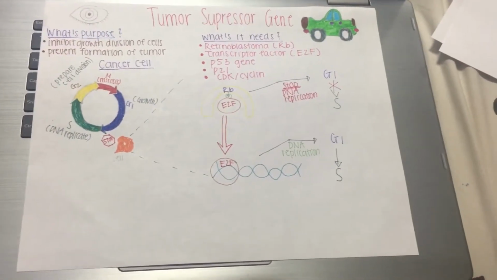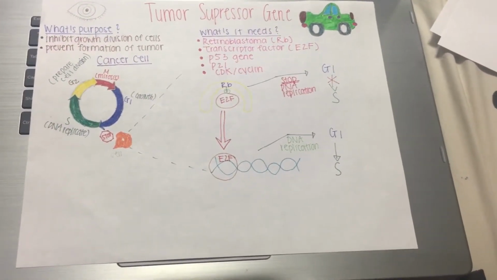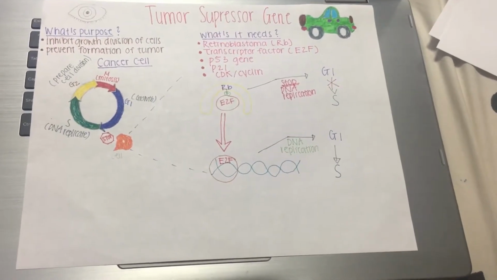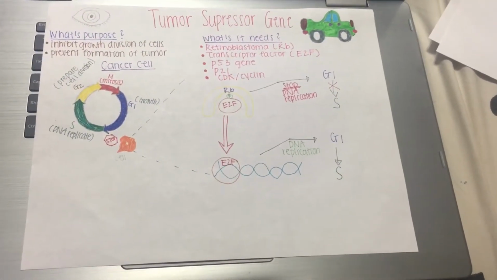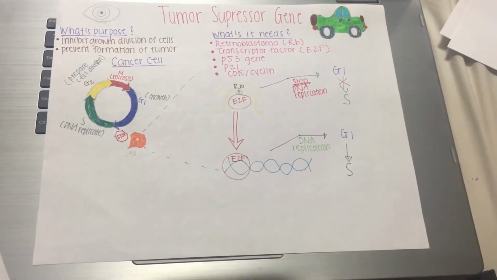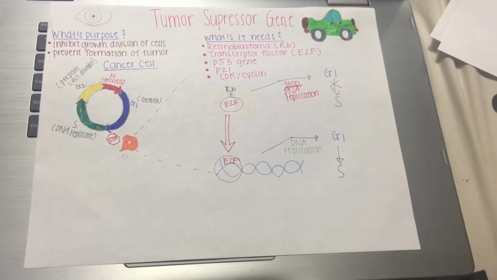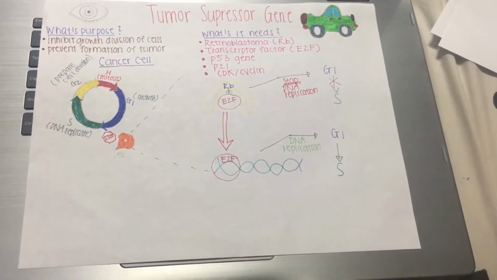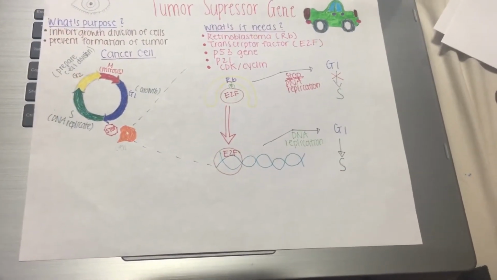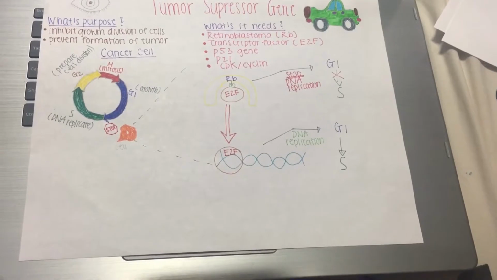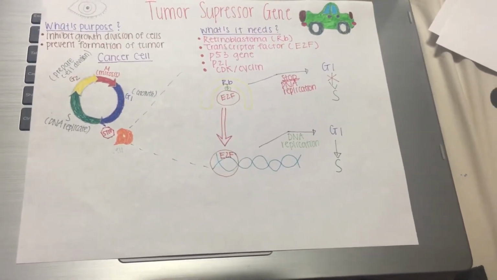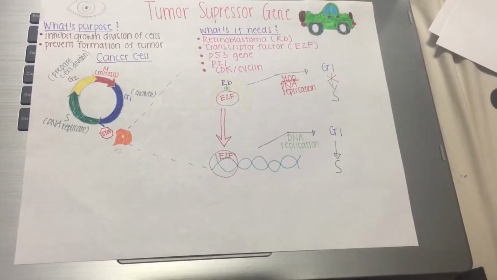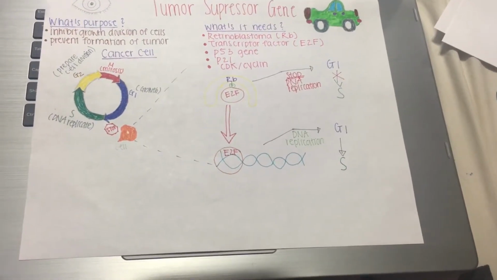In order to have successful mechanisms of tumor suppressor genes, we will need retinoblastoma, which is an eye disease that happens at an early age, and transcription growth factor with E2F and P53 genes. In P53 genes, we will need P21 and CDK cyclin.